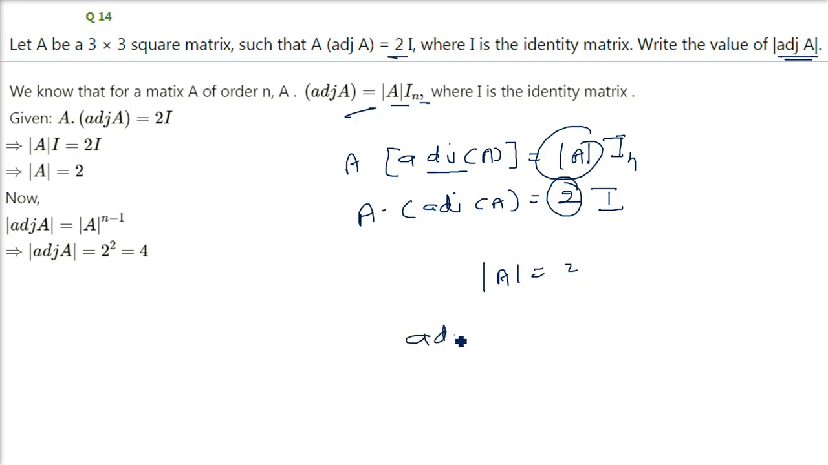Now we already know that the determinant of adjoint A is nothing but determinant of A raised to the power n minus 1. We have already done a question like this in this exercise. So determinant of A is 2, order is 3. So 2 raised to 3 minus 1, that is 2 square, is 4.